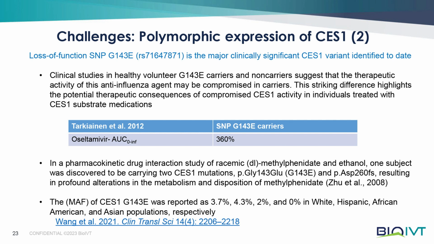But because this is major allele frequency, to find one that's actually a homozygote, you might have to screen something like 1,000 different individuals to find one that is homozygous. But again, even the carriers will have a significant impact here. So this is something that has to be considered if you have a drug that is predominantly metabolized by carboxylesterase 1.